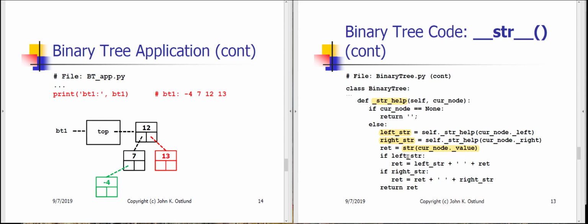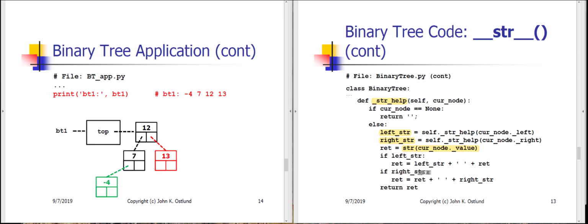Okay, so the left string might be empty, but assuming that the left string is not empty, what I need to do is to take the left-hand side and append a space followed by the current value, the 12.